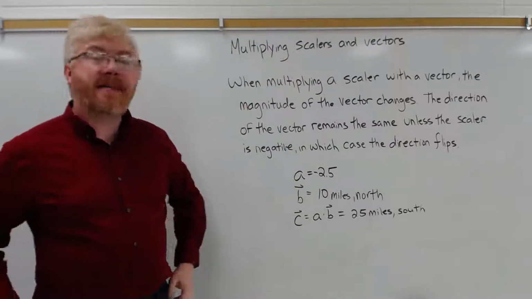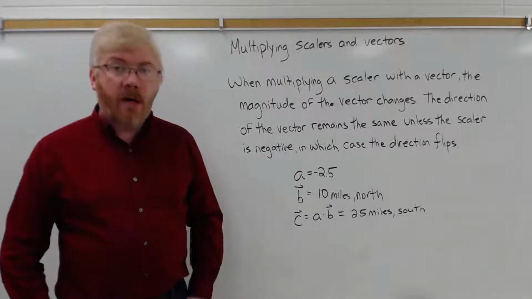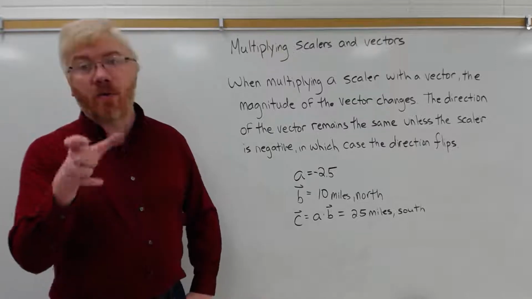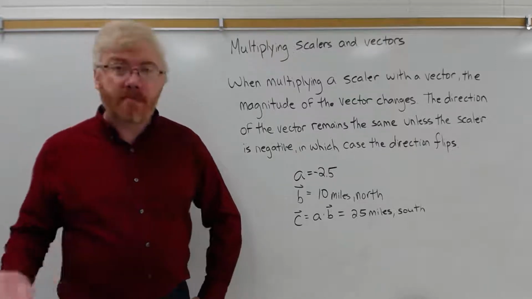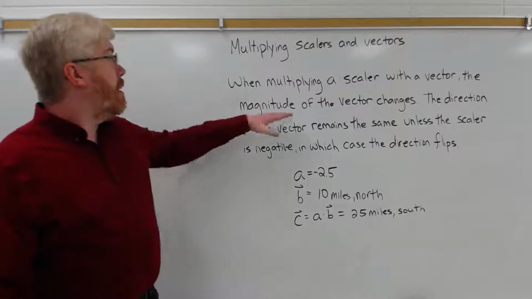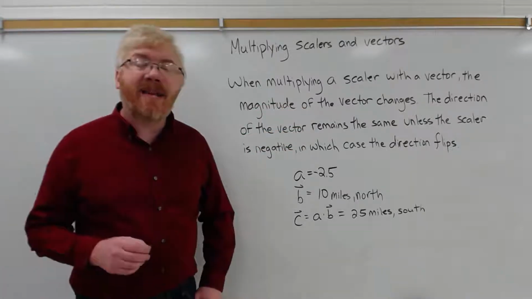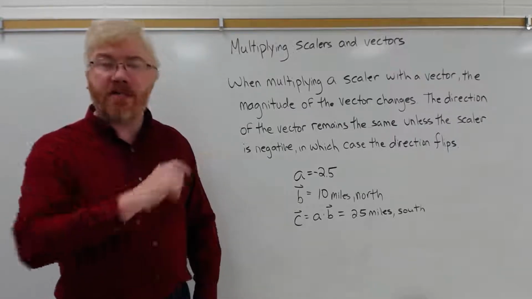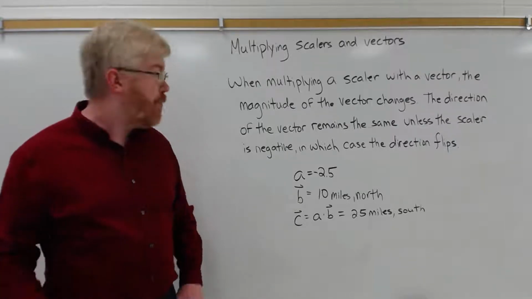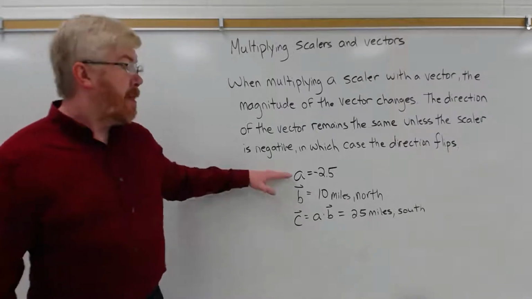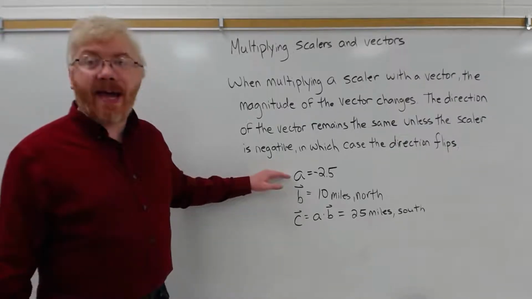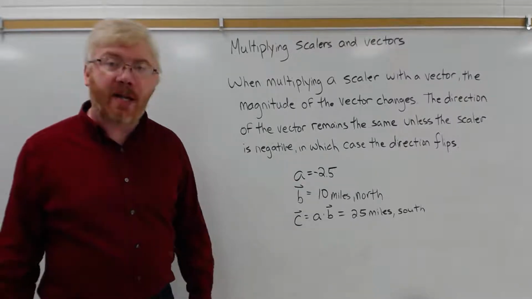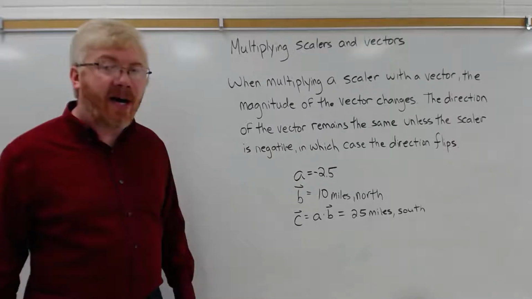When you multiply a scalar with a vector, the scalar has the effect of changing the magnitude of the vector, unless that scalar is 1. Multiplying anything by 1 doesn't change it. The direction of the vector remains the same if the scalar is positive. If the scalar is negative, the direction flips, like we just talked about with B and negative B. So, an example: if a is equal to negative 2.5, a is a scalar, so there's no direction information there, it's just the number negative 2.5.